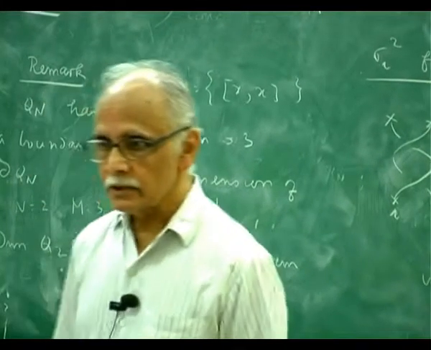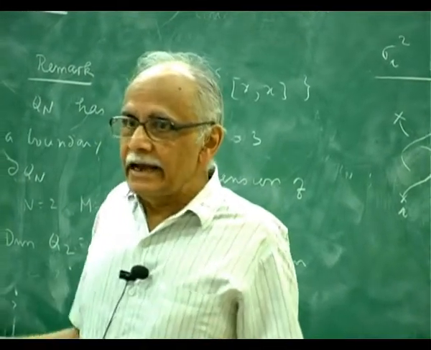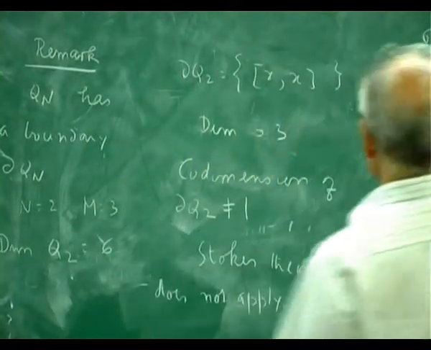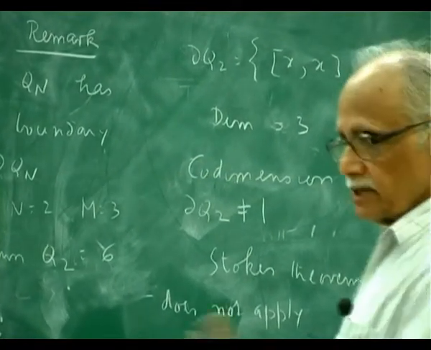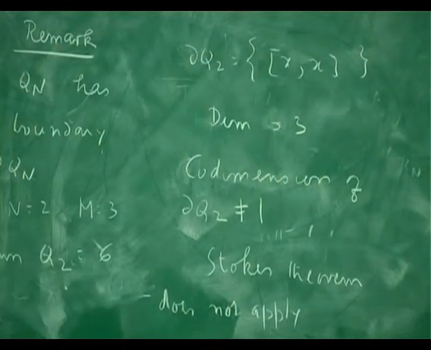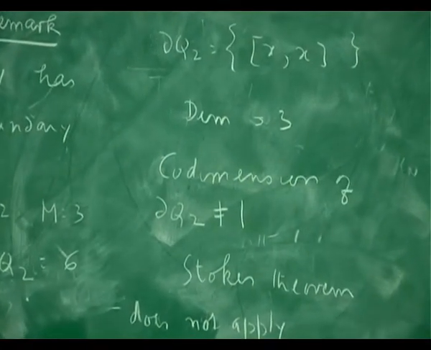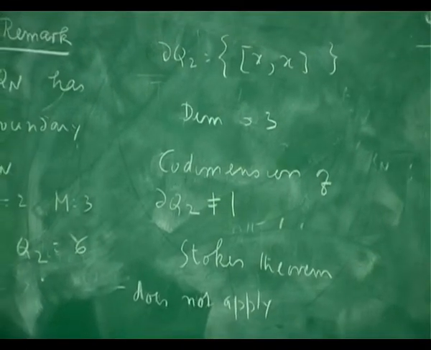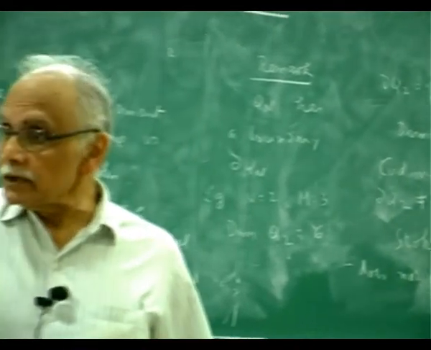So why is it like this? I don't know. Not every manifold has a regular boundary. A regular boundary is one which is smooth, of course, and codimension 1. There you can apply Stokes theorem. Here you cannot apply Stokes theorem. You cannot do partial integrations. It's not a regular boundary, but it is there.